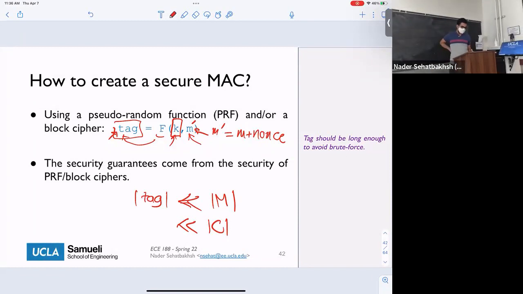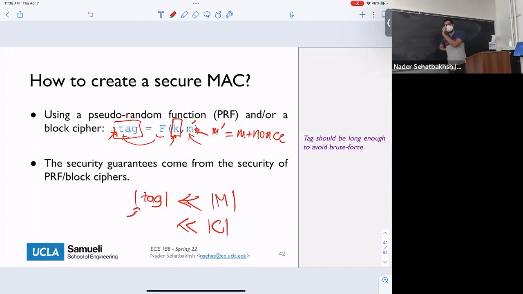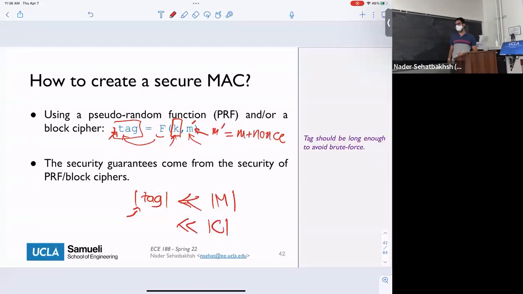Okay, but again, the tag should be big enough that you don't see repetition of the tag. So you cannot use maybe a 2-bit tag. You need the tag to be large enough that it eliminates any chance of a brute force. Okay.